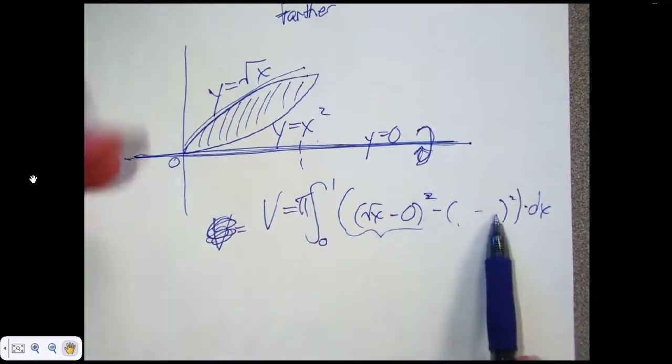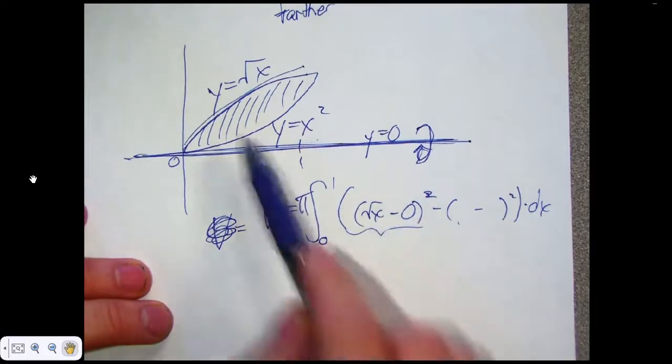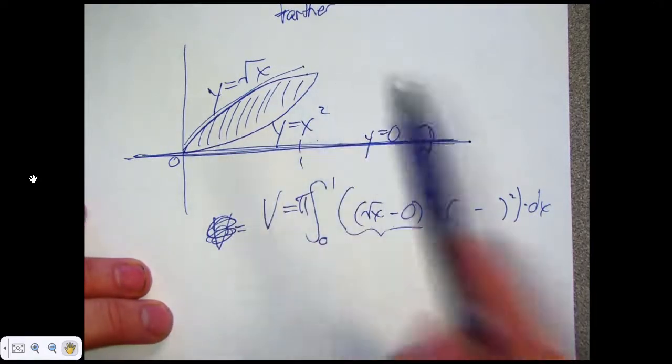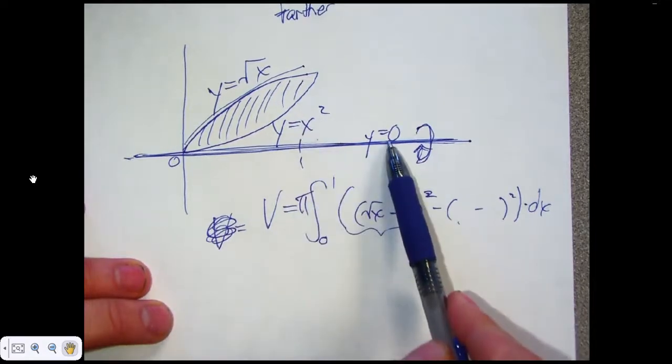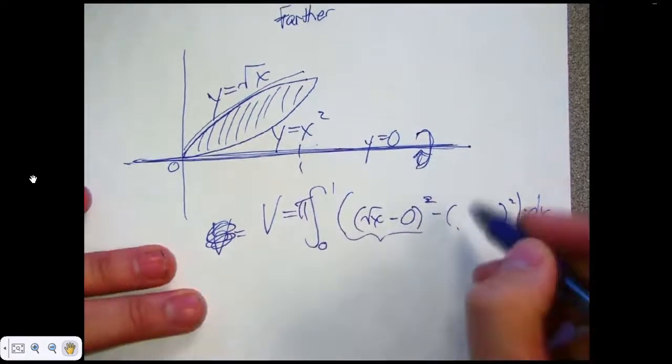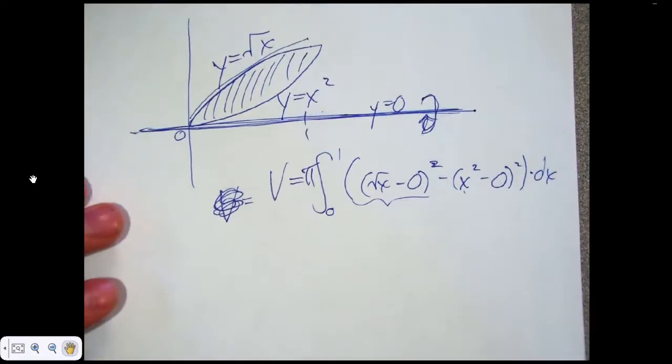Over here, it's the other one. So which one's closer to where we're revolving around? y equals x squared, right? And what's the distance between x squared and our axis of revolution? x squared minus 0. And that's your setup. And then you can type that in.